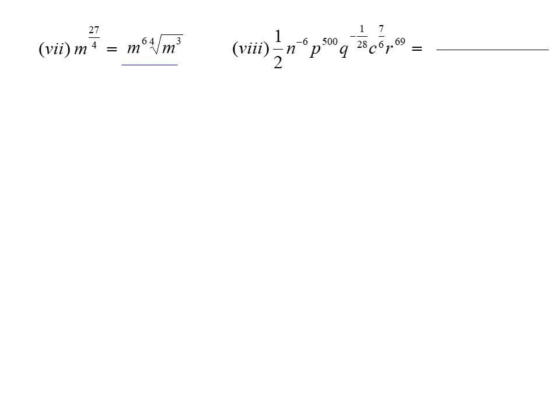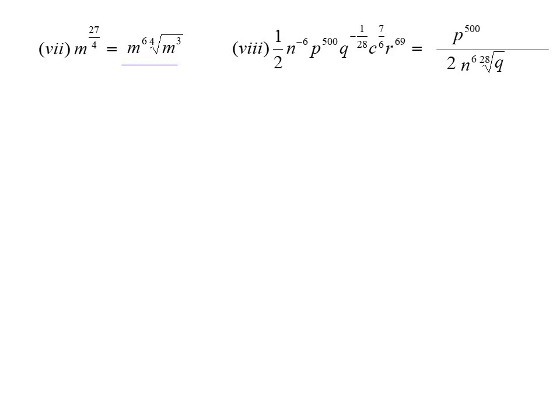Okay, a half. Let's put everything where it should go. 1 goes on the top. Well, in algebra, we don't normally write the 1 down unless it's by itself. So 2 goes on the bottom. n to the -6. Well, that's negative. You're going on the bottom. p to the 500. You're positive. You're going on the top. Whoa! q to the -1 on 28. You're going to be on the bottom. But 1 on 28 means you are the 28th root of q.